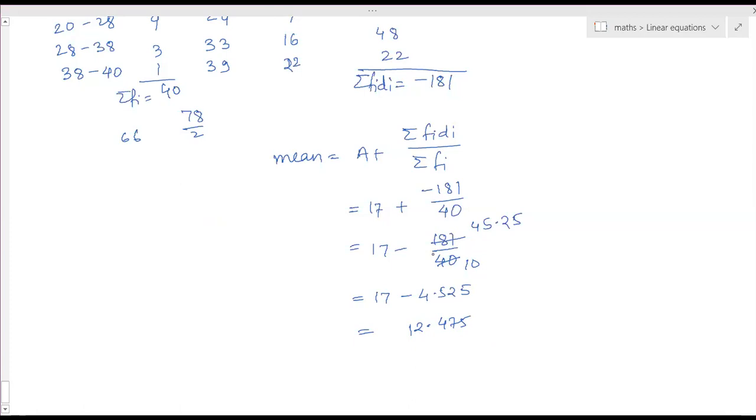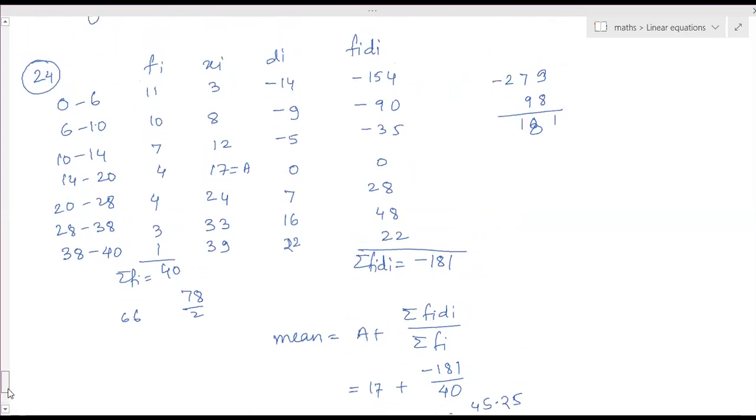So whenever the class intervals are not the same, then the size is not the same, then use the assumed mean method. That's where I went wrong, ma'am.